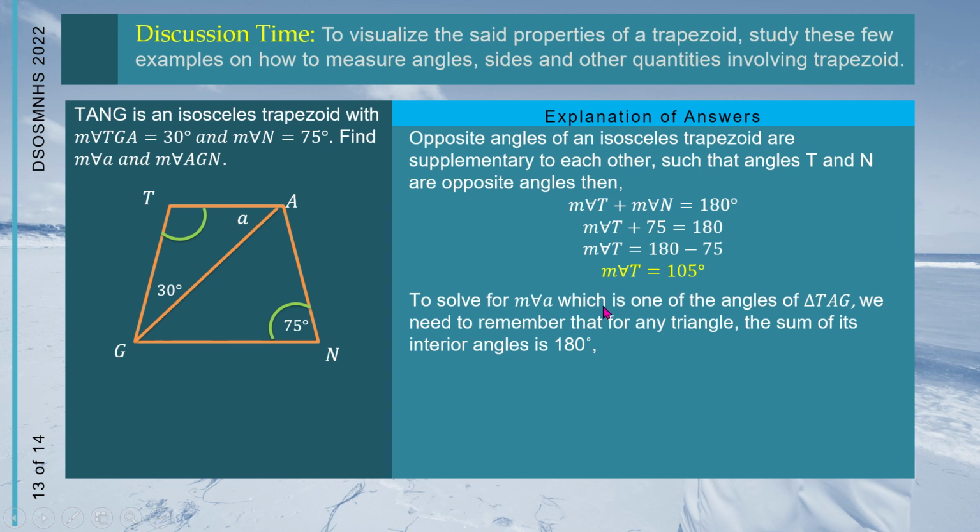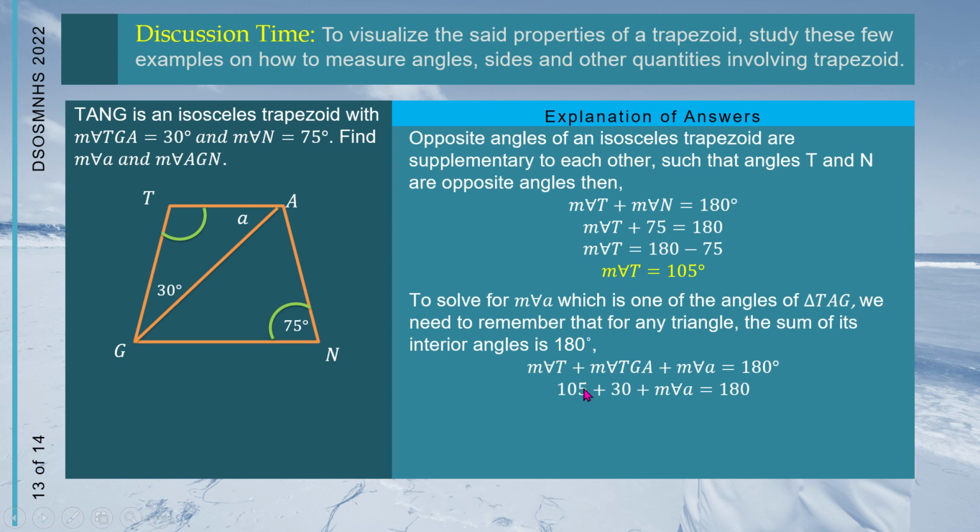To solve for measure of angle A, which is one of the angles of triangle TAG, we need to remember that for any triangle, the sum of its interior angles is 180 degrees. Therefore, measure of angle T plus measure of angle TGA, which is 30 degrees, plus measure of angle TAG, or measure of angle A, is equal to 180.